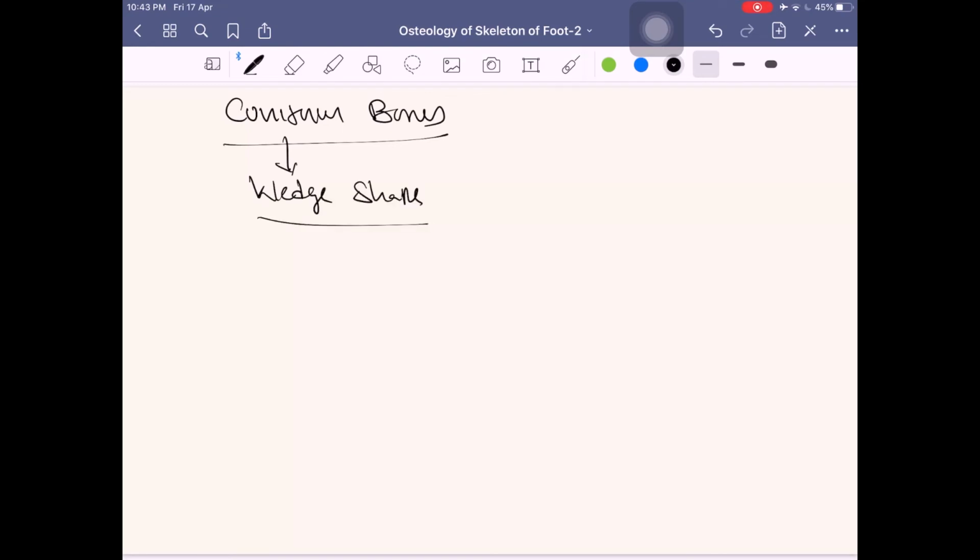cuboid bone. Next is your cuneiform. Cuneiform bones, there are 3 in number. The word cuneiform literally in Latin means wedge. So wedge shape is what we call. You even have a cuneus and precuneus in the brain, on the medial surface, the wedge. So something like this is what we call a cuneiform. It's more blunt, like this is a cuneiform here.